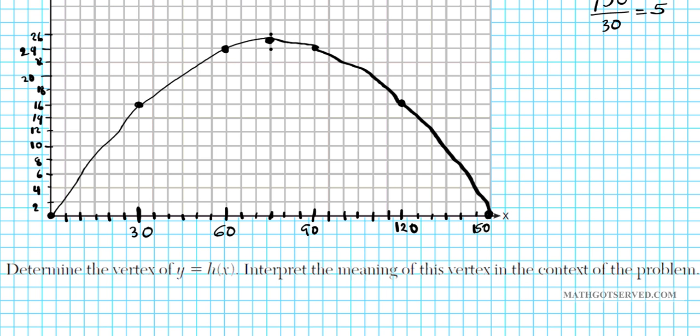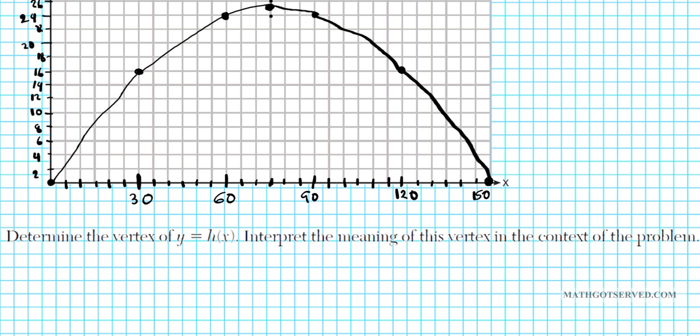It says determine the vertex of y equals h of x, and then interpret the meaning of the vertex in the context of the problem. So if you want to find the vertex manually by using your hand, you use the formula. So basically, let me rewrite it. The vertex is going to be negative b over 2a, parenthesis h of negative b over 2a. There goes your vertex, okay?